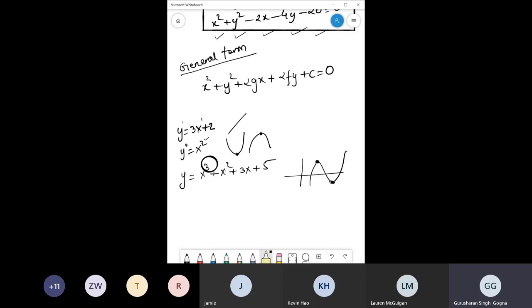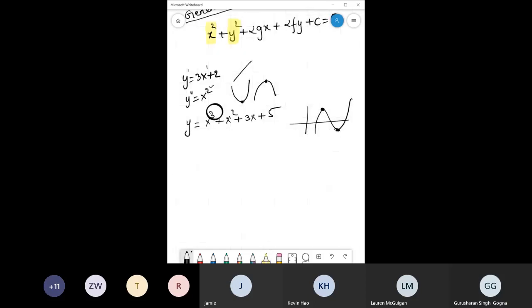And for a circle, the important part is you should have an x square and y square term. You may or may not have x and y or a constant term, it doesn't matter. But the most important part is that x square and y square terms should be there. And this represents a circle. If I write something like 5x square plus 5y square plus x plus y plus 10, this also represents a circle because I have x square and y square terms there.